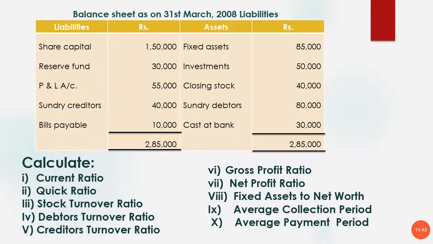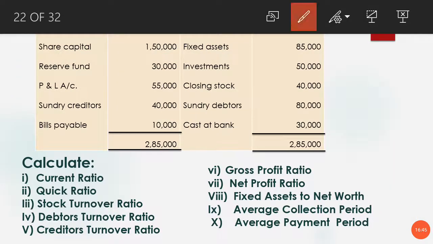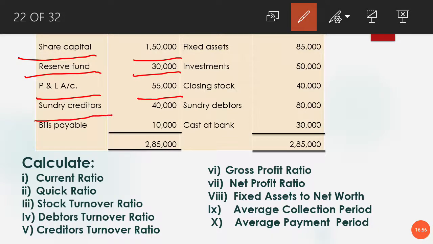Balance sheet as on 31st March 2008. Liabilities: share capital 1,50,000, reserve fund 30,000, profit and loss account 55,000, sundry creditors 40,000, bills payable 10,000.